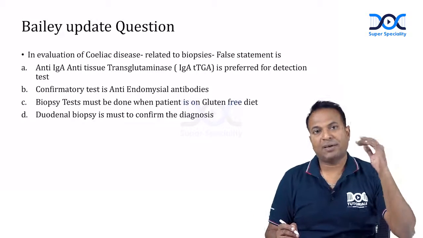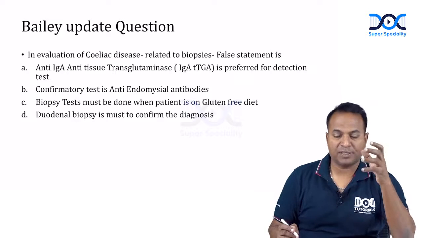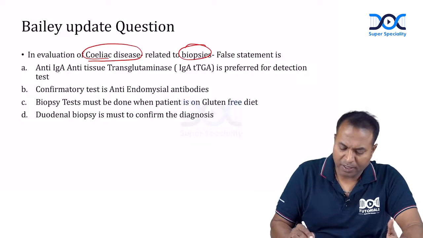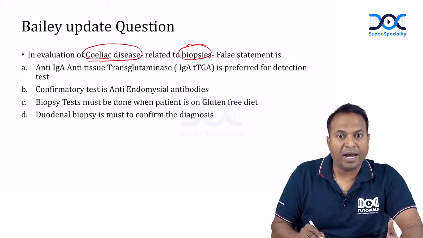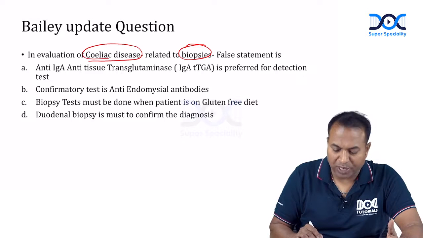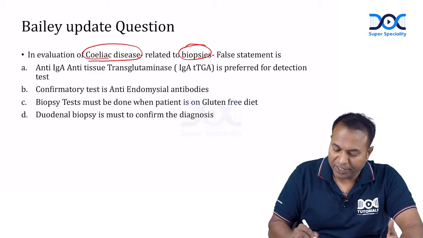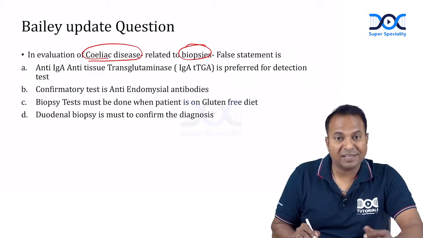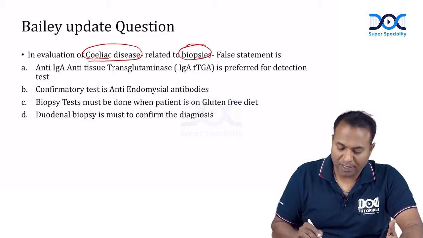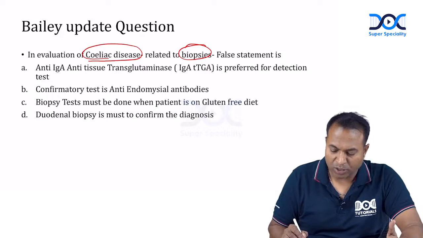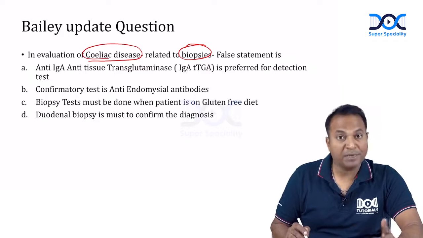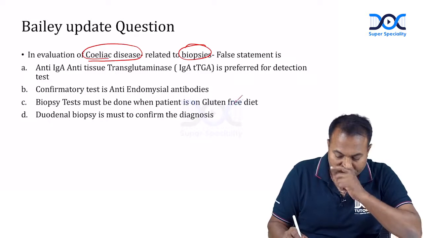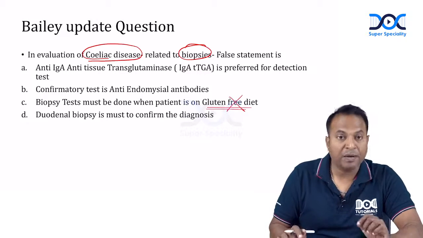Can you tell me the answer for this? In evaluation of celiac disease related to biopsies, which statement is false? Celiac disease is confirmed by taking a biopsy. Anti-IgA, anti-tissue transglutaminase is used for detection. That is true. The confirmatory test is anti-endomysial antibodies. Biopsy must be done when the patient is on a gluten-free diet? Duodenal biopsy is essential to confirm the diagnosis. The patient should undergo biopsy when the patient is not on a gluten-free diet. The patient should be on a gluten diet.